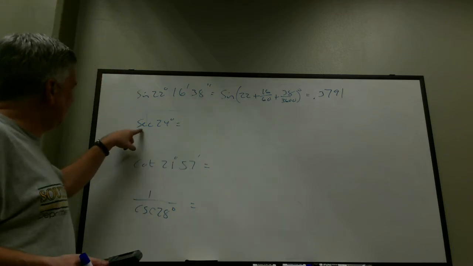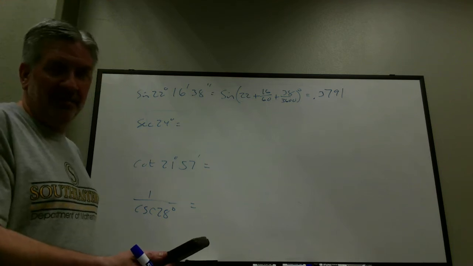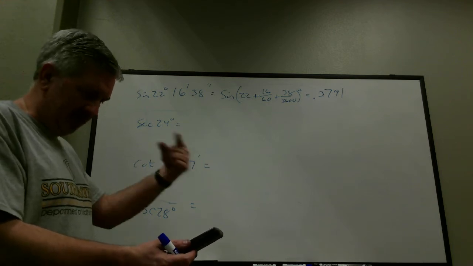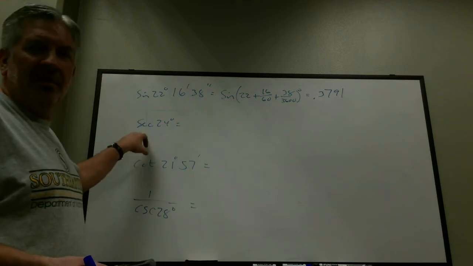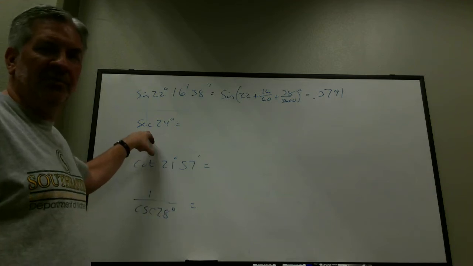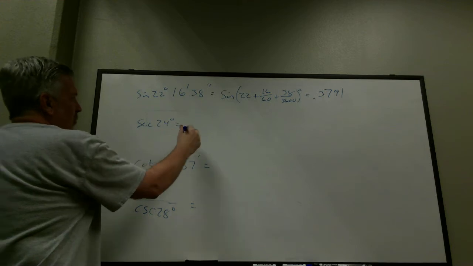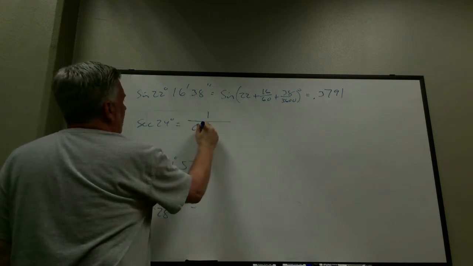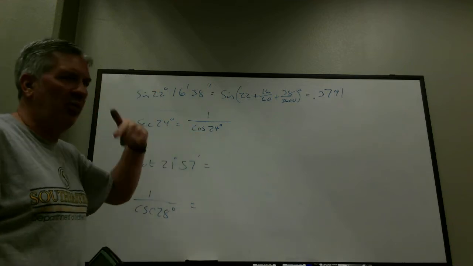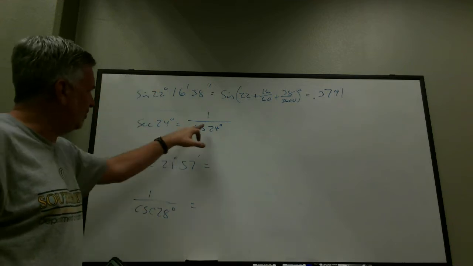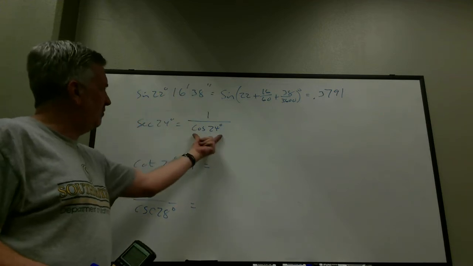Now look at the next one, secant of 24 degrees. Most calculators, if you look at yours, I do not have a secant button. I have a sine button, next to it's a cosine button, next to it's a tangent button. Why don't I need a secant button? Because you can write secant in terms of cosine. Remember, secant and cosine are reciprocals of one another. So secant of 24 degrees is 1 over cosine of 24 degrees. Notice the angle stays the same. It's not 1 over 24. Be careful. The angle stays the same. Secant is a reciprocal of cosine. So this is what you need to type in.